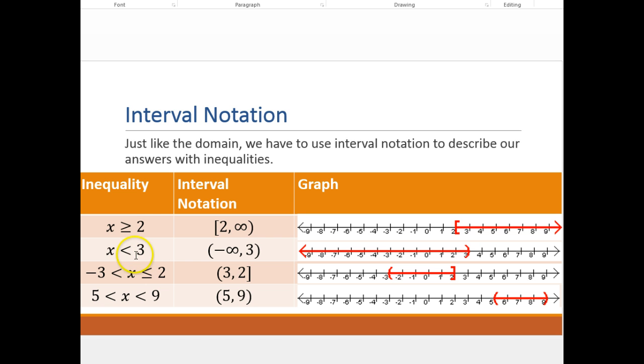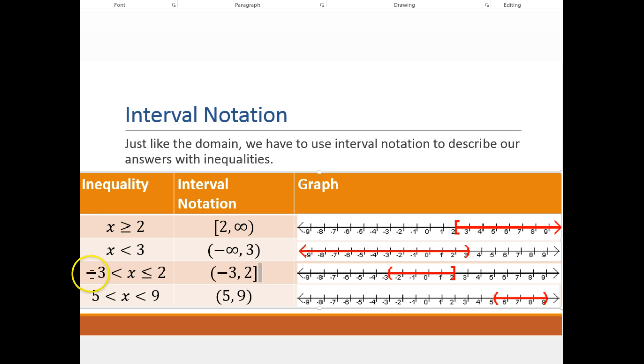If we have x is less than 3, these are all numbers less than 3, so we have our interval again. The smaller number goes on the left-hand side. So that gives me negative infinity to 3. There's an open parenthesis on 3 because it's a less than sign. And again, if I were to graph it, I have an open parenthesis and then an arrow pointing to the left showing it goes to negative infinity.